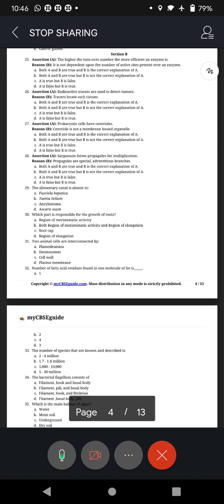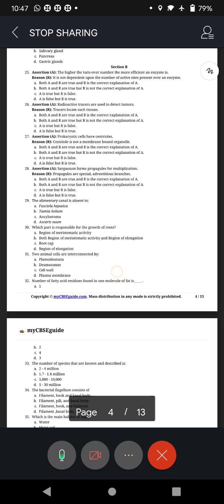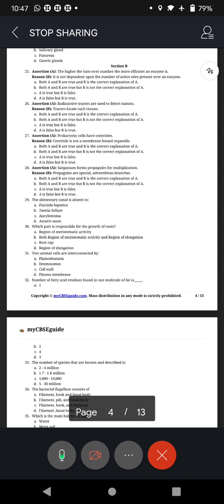Alternatives. A. Both A and R are true and R is the correct explanation of A. B. Both A and R are true but R is not the correct explanation of A. C. A is true but R is false. D. A is false but R is true.